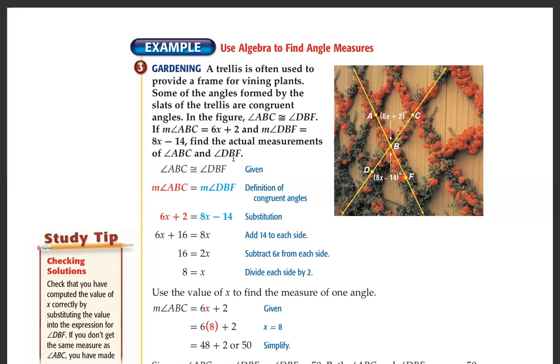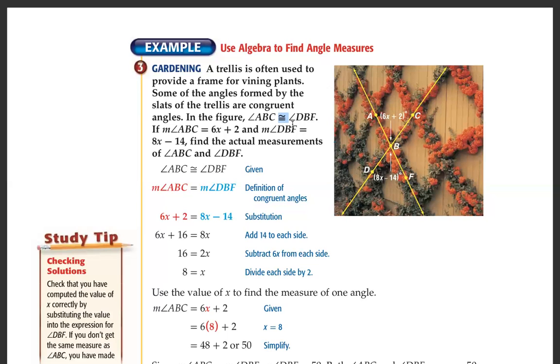We don't get our protractor and measure there. We don't know if the picture is taken right in front or sideways. So we cannot really solve the angle using a protractor, but we're given expressions here. So we'll use these expressions and we'll use the given statement that these two angles, ABC and DBF, are congruent. So if they're congruent, then their measurements are equal.